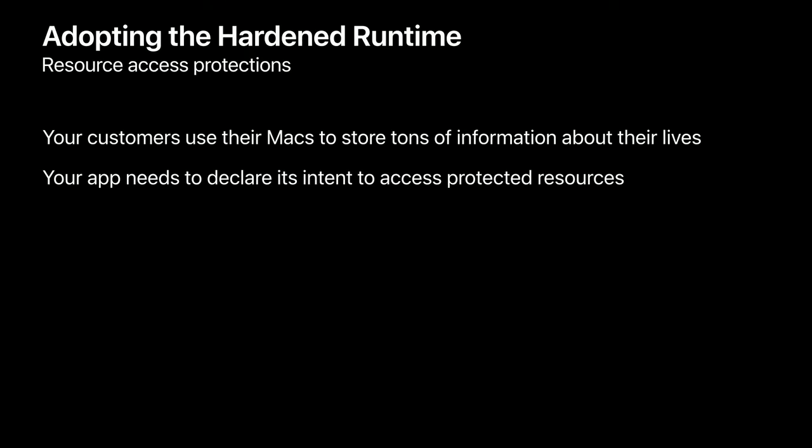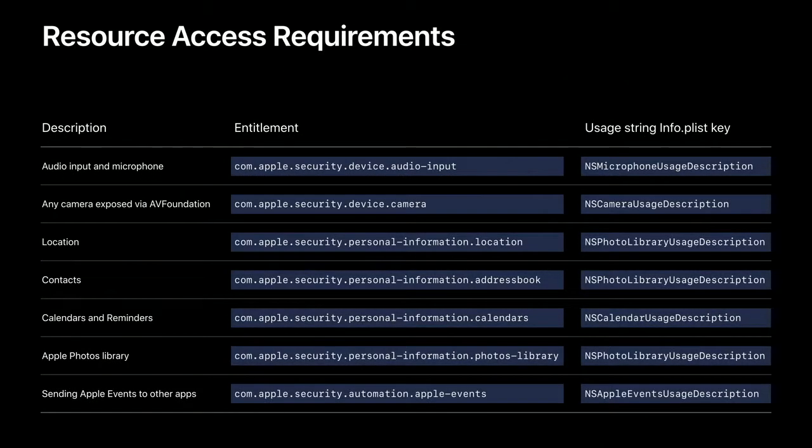Once you've adopted the hardened runtime, your app needs to declare its intent to access any of these protected resources. So we mentioned all of these last year, but if you need to access any of these resources, you need to take the entitlement on your main bundle and then declare the usage string that is associated with the entitlement so that when your app attempts to access one of these resources, the system can provide a dialog saying, oh, this is why I need to have access to this resource so that you can collect the user's consent.